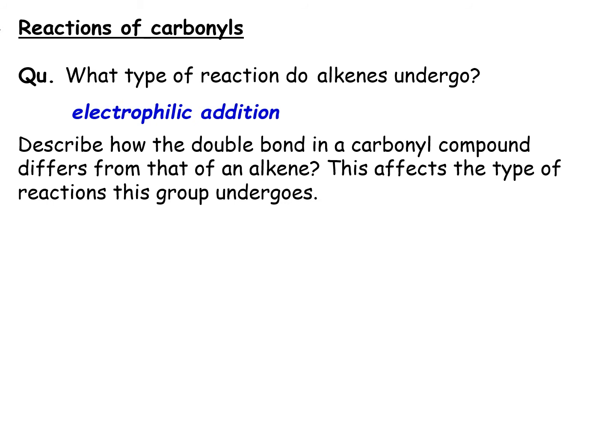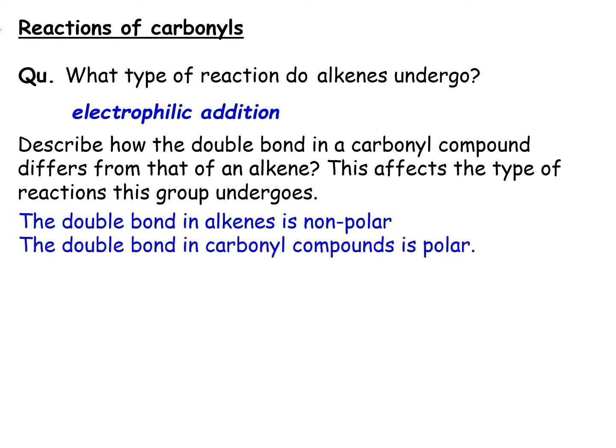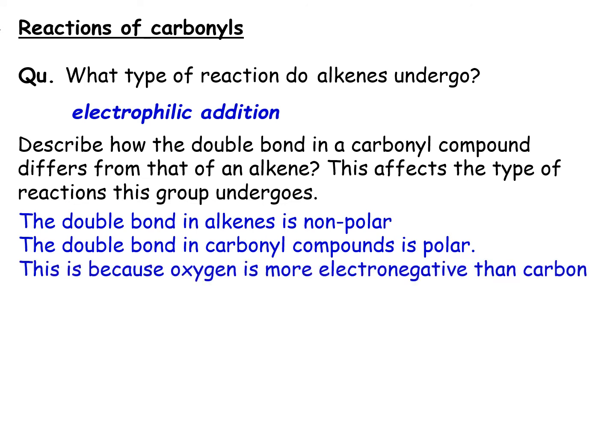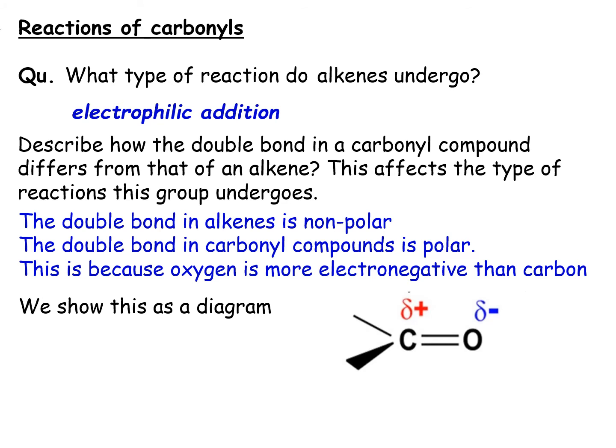The double bond for the alkene, it's between two carbon atoms, so that bond is not polar. There's no permanent dipole there because it's between two atoms of the same type. Whereas with the carbonyl compound, it is polar. If you remember, we drew it out in the first PowerPoint, the C double bond O, there is a permanent dipole there. And that's because the oxygen is more electronegative than carbon. So we can show that in a diagram.